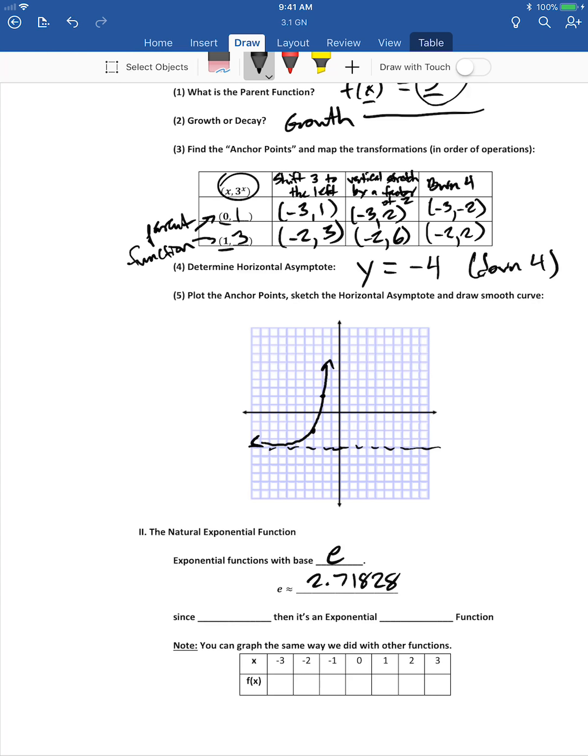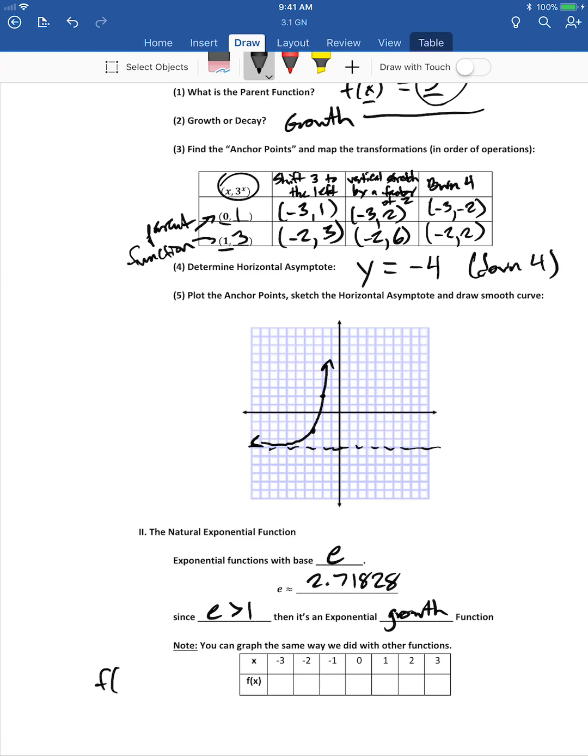I'm sure you're wondering where E comes from, and I do have an answer for you, but I don't want to spoil it in this video. I think we're going to save that for class. We can explore that together and try to come up with E ourselves. But for now, this is what E is, and it works the same way as all our other exponential functions. So since E is 2.71828, that's greater than 1, this is an exponential growth function. And then we can graph this the same way that we graphed all our other exponential functions.